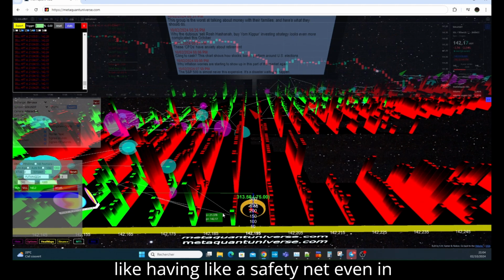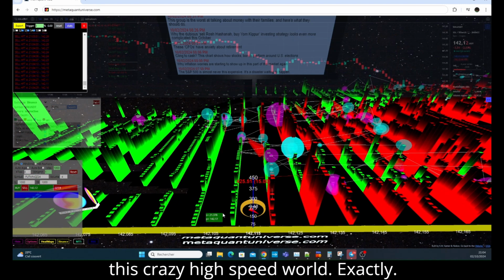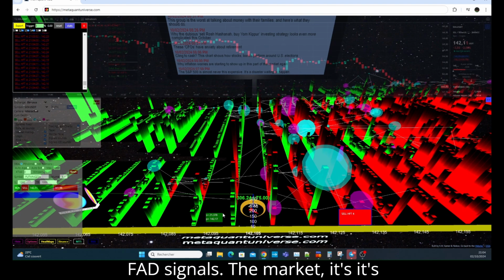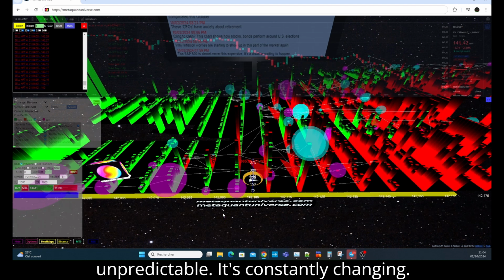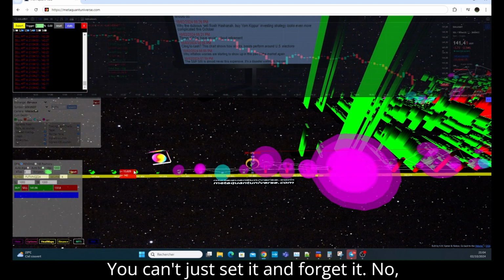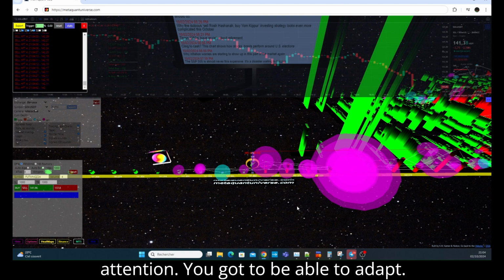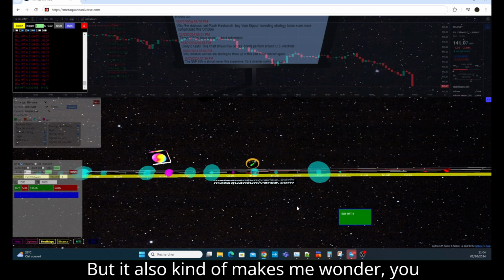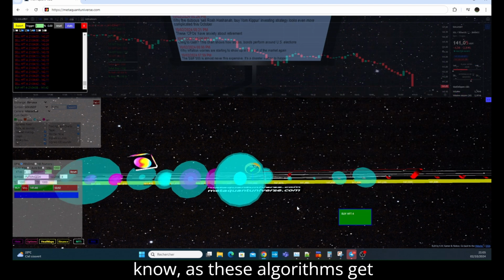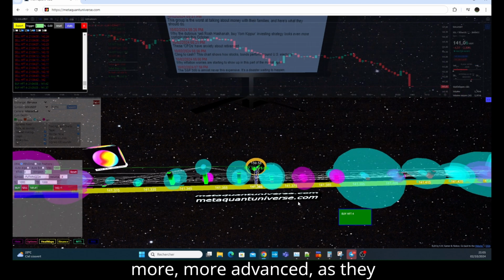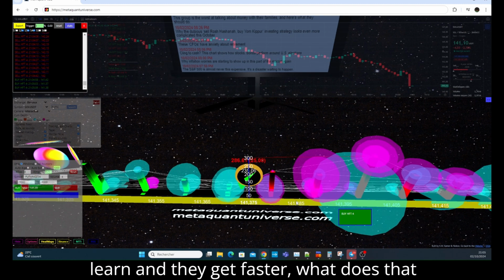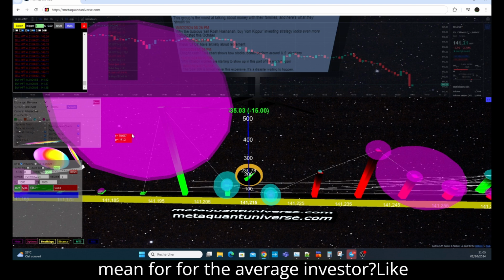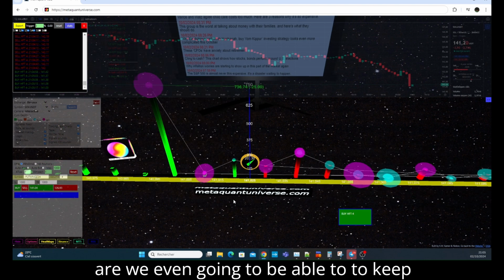So it's like having a safety net, even in this crazy high speed world. Exactly. Because as we've seen with these fade signals, the market is unpredictable. It's constantly changing. You can't just set it and forget it. No, you've got to be paying attention. You've got to be able to adapt. Well, that's reassuring, I guess. But it also makes me wonder, as these algorithms get more advanced, as they learn and get faster, what does that mean for the average investor? Are we even going to be able to keep up?